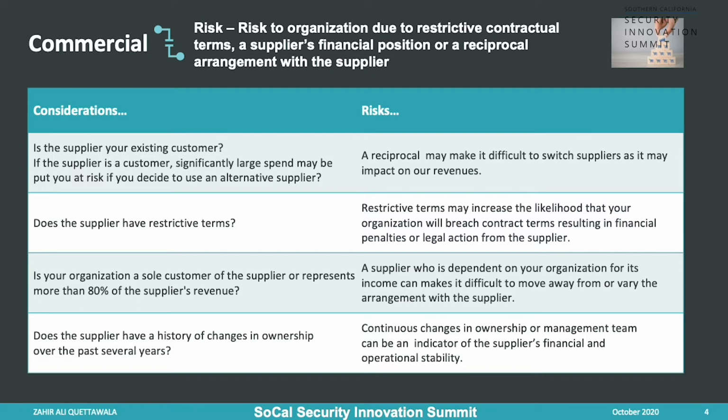And the last point I always mention: does the supplier have a history of changes in ownership over the last several years? If the ownership or the management team of the supplier has changed, and if it is changing very frequently, that's an indicator that there is a challenge in the operational stability of the supplier's financial status. So these are some of the considerations which I've learned in my experience must be considered before engaging a supplier. The rest, obviously, you can always follow the framework or your contractual obligations or the standard requirements. So that is another area.